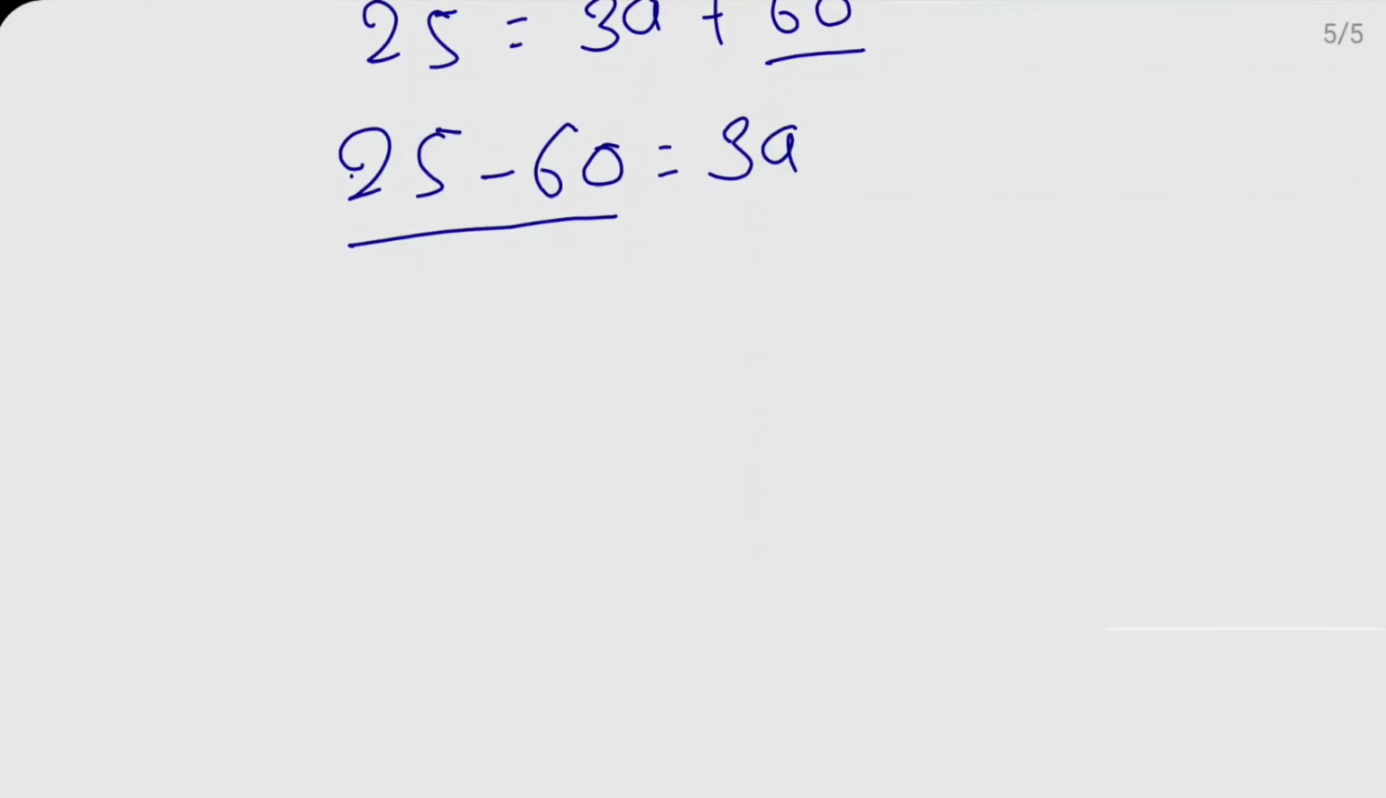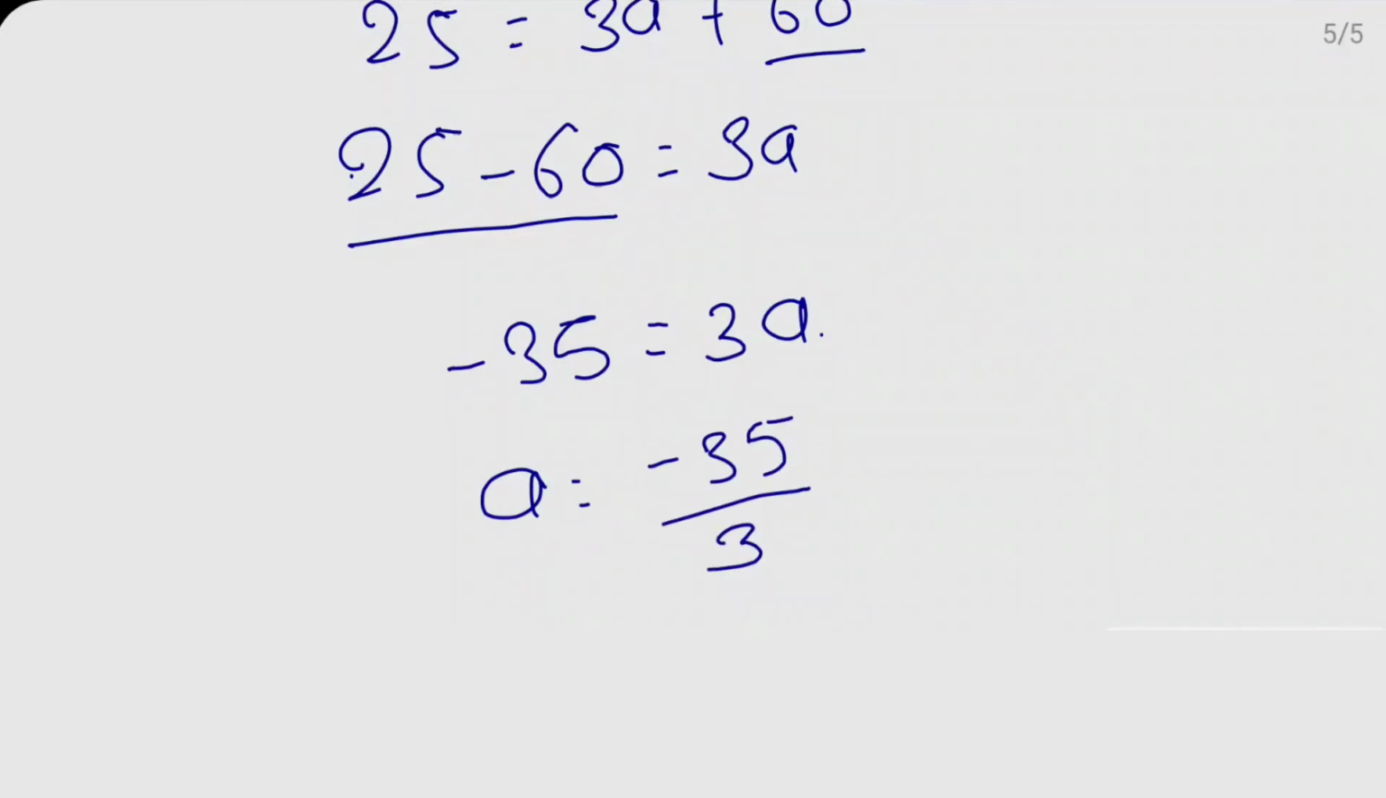So now make this subtraction. 25 minus 60 is minus 35, and this equals 3a. So now a equals minus 35 by 3, right? So a is minus 35 by 3. Is it clear?